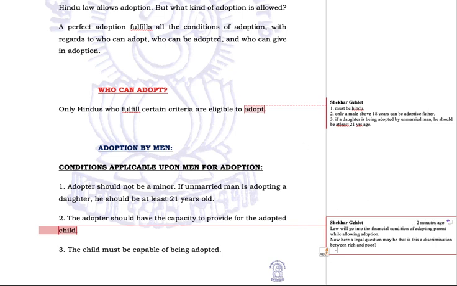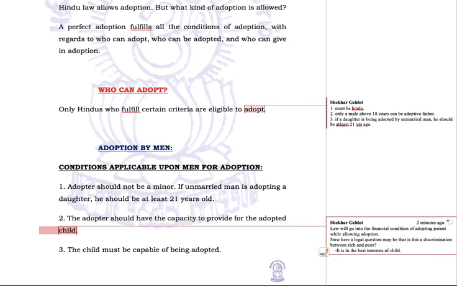The law says it is in the best interest of the child. It is in the best interest of the child, because a child requires a minimum amount of expense.